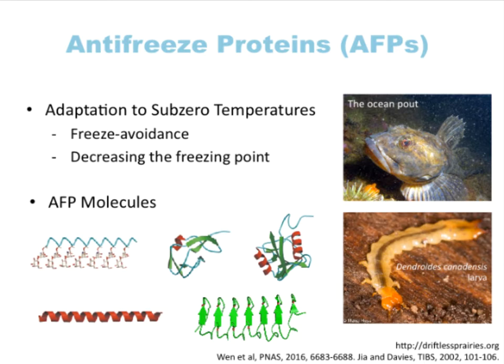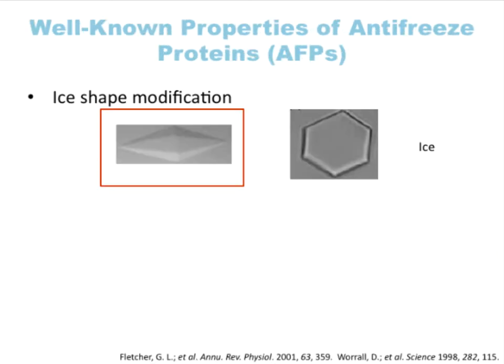Antifreeze proteins are very diverse molecules. They have very different structures in different organisms. Shown here are several different types of antifreeze protein in fish and insects. And there are two well-known properties of antifreeze proteins.